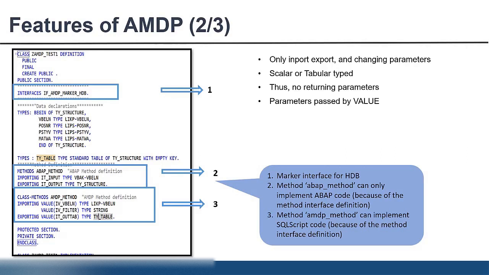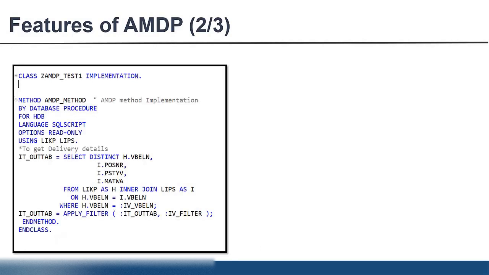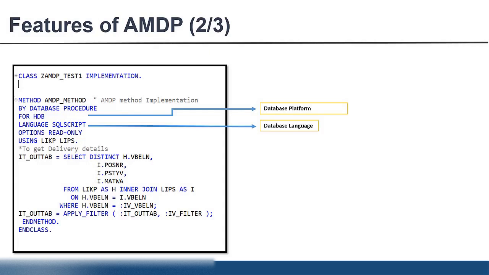How can you implement an AMDP method? Here is an example. In this case, AMDP_method is implemented, and while implementing you have to give the semantics over here. So you say BY DATABASE PROCEDURE and then you say FOR HDB. HDB means HANA database, so you have to specify the database platform name. Then you have to say which language you are using, LANGUAGE SQLSCRIPT.